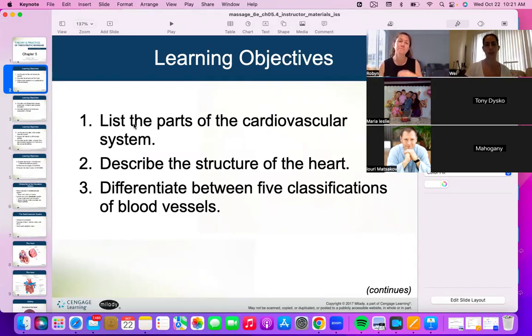So first, we're going to learn the parts of the cardiovascular system. That is the anatomy, which is the structure of the heart and the veins and the vessels and the arteries that run to and out of the heart, as well as the anatomy of the heart itself, the chambers and the atrium. Second, we're going to describe the structure of it, which is the inside of the heart, and the difference between the 5 classifications of blood vessels, based on the size of them, right? They have different names. So that's pretty much all the anatomy part.